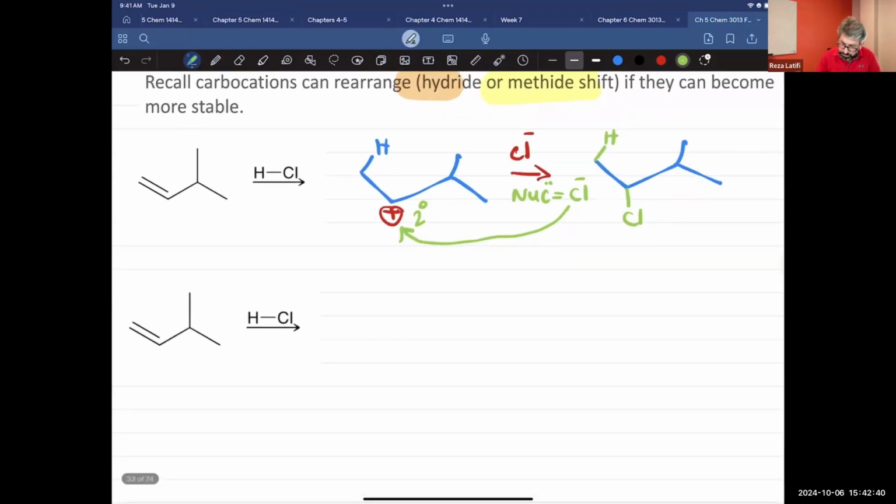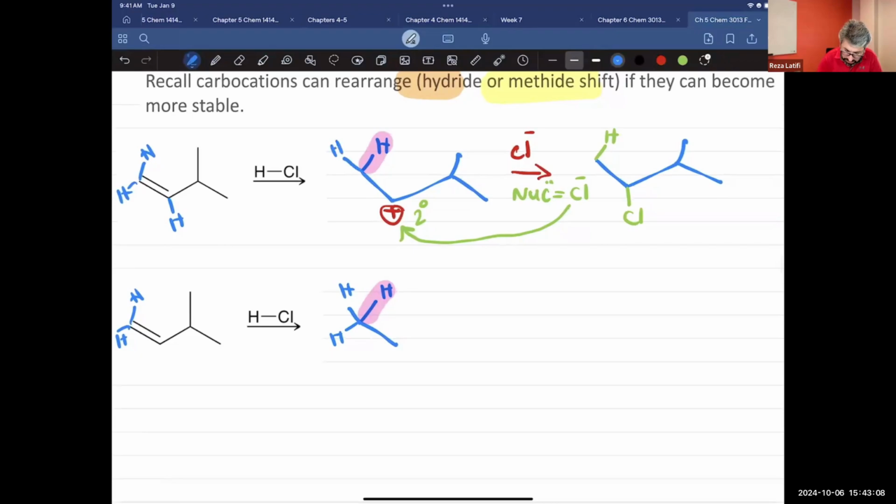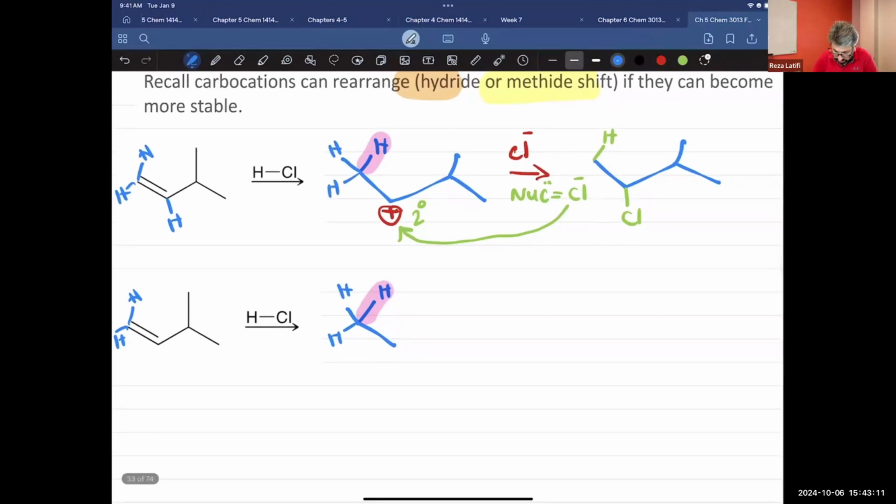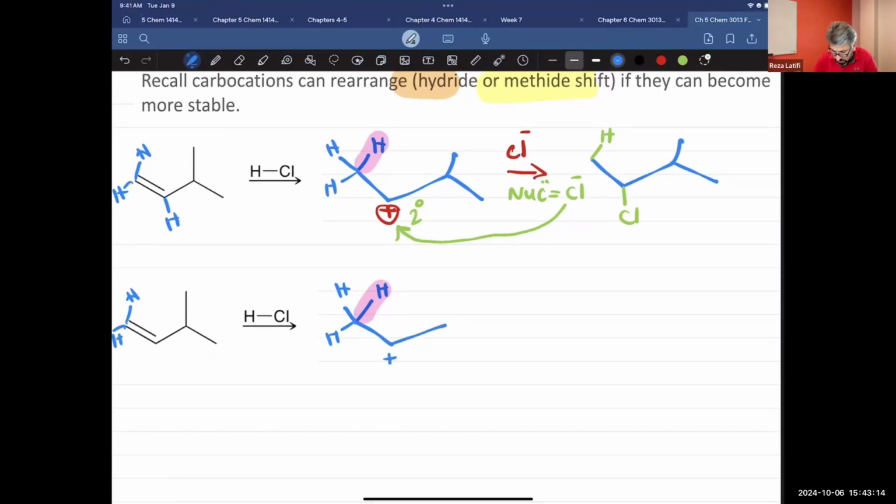Again, we're going to add hydrogen to the carbon that has more hydrogens, and this one has 2 hydrogens. Here we have only 1, so we're going to attack the terminal carbon. Now we have 3 hydrogens there. This is the hydrogen that we added, and of course we had hydrogens before. We had 2 of them. What else? I got a carbocation here, and this carbocation is a secondary carbocation.